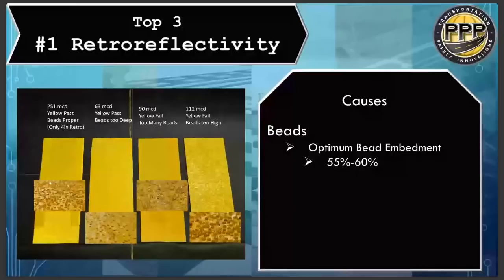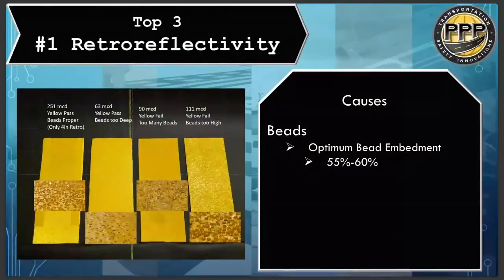Here's another really cool case study that Greg shared with me, and he thought it was important to put it in here. I just want to give you a sense of how embedment can really affect not only retroreflectivity, but color as well. Greg is going to touch on the color a little bit later, but going from left to right, you can see that optimal or proper bead embedment yields about 250 millicandelas on yellow paint.